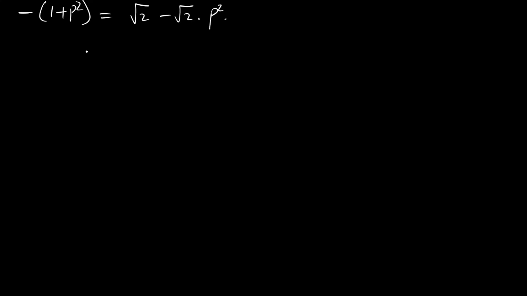Now we're going to move the variables. We want the variables to be on one side. Now first I'll open this bracket using this minus 1 to multiply the inside. So minus 1 times 1 will give you minus 1. Minus 1 times plus p square will give you minus p square, which will be equal to square root of 2 minus the square root of 2 times p square.